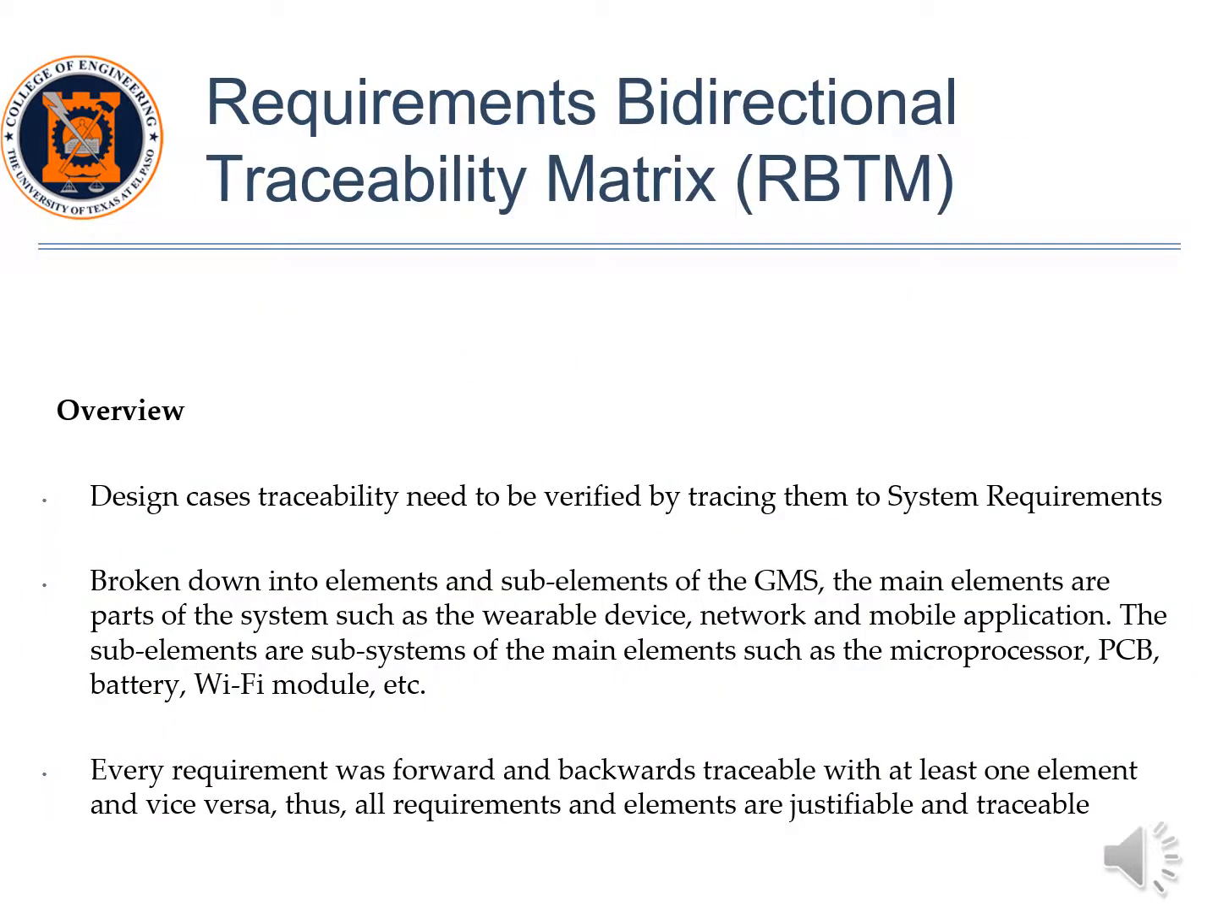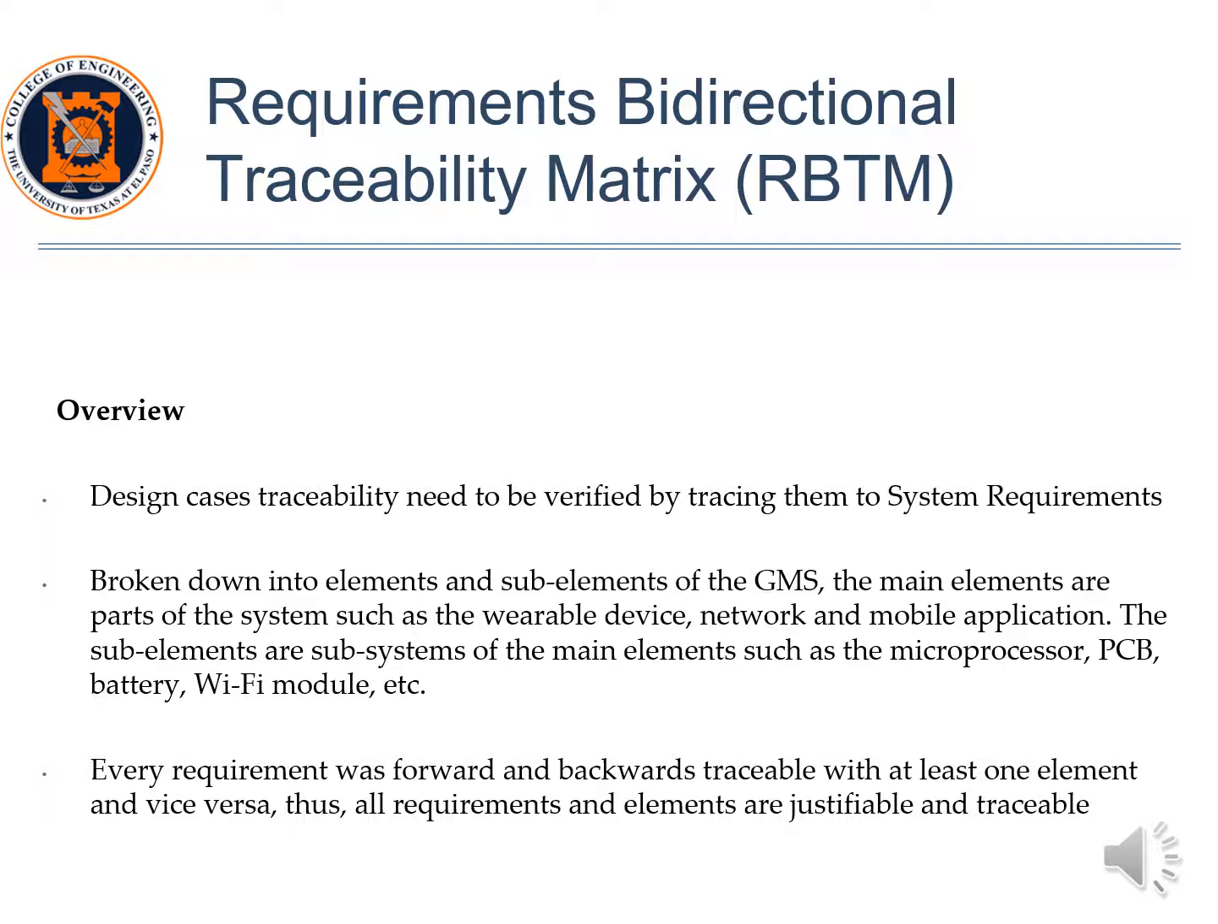Now let's take a look at the requirement bidirectional traceability matrix. For our RVTM, we broke down the system into elements and sub-elements. The main elements were the main components of the system, such as the wearable device, network, and mobile application. Each element was then broken down into their own sub-elements as well. For example, the wearable device was broken down into the sensor, device shell, Wi-Fi module, microprocessor, etc.